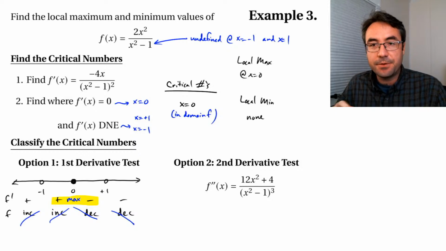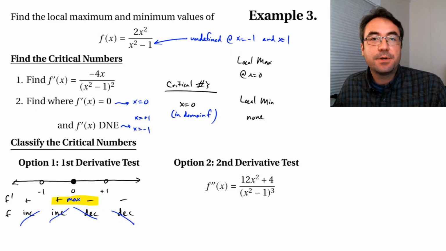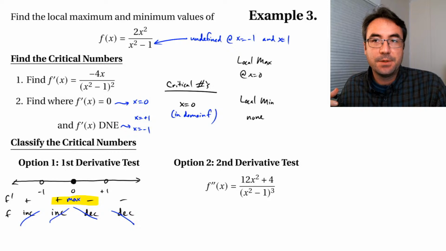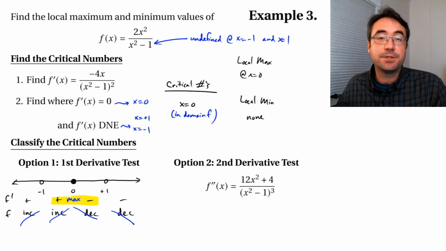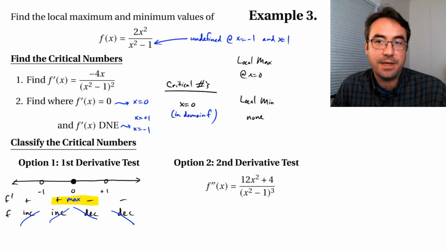Even though we had those other two x values that were close to being a critical number, because our original function is undefined, there's no way that we could have a max or a min at those values. So the only one that we have a max at is x equals 0, and that's our only critical number. Now, what would our second derivative test say?